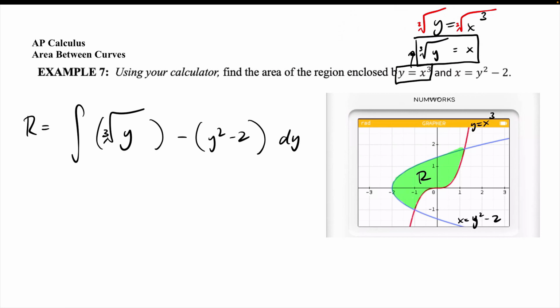Okay, so now bounds. We don't want left and right bounds. We want top and bottom bounds, right? Top bounds and bottom bounds, and we don't want x values. We want y values. Okay?